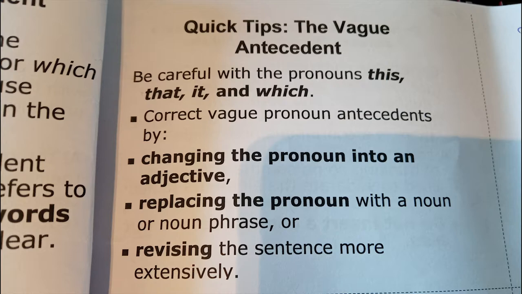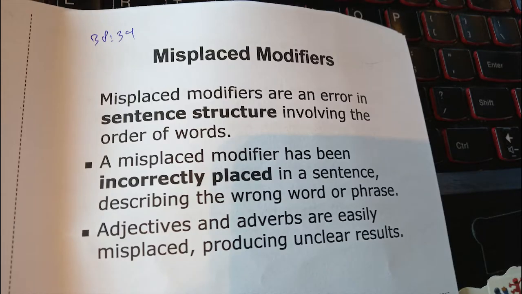My next error is about the misplaced modifier. This happens when we put a word in the sentence before the wrong word, before the word it should not be modifying. And this happens especially with almost and even and although. Well, almost and even in particular. Let me show you an example.